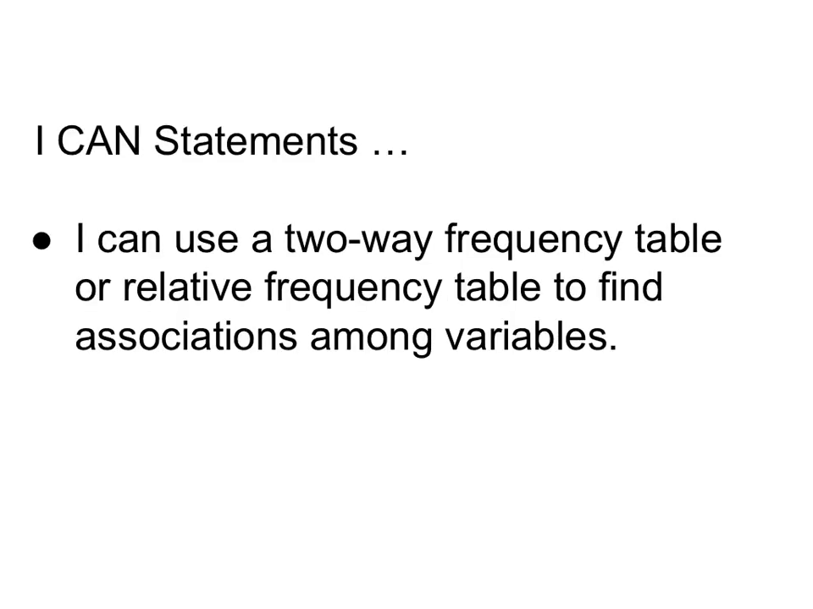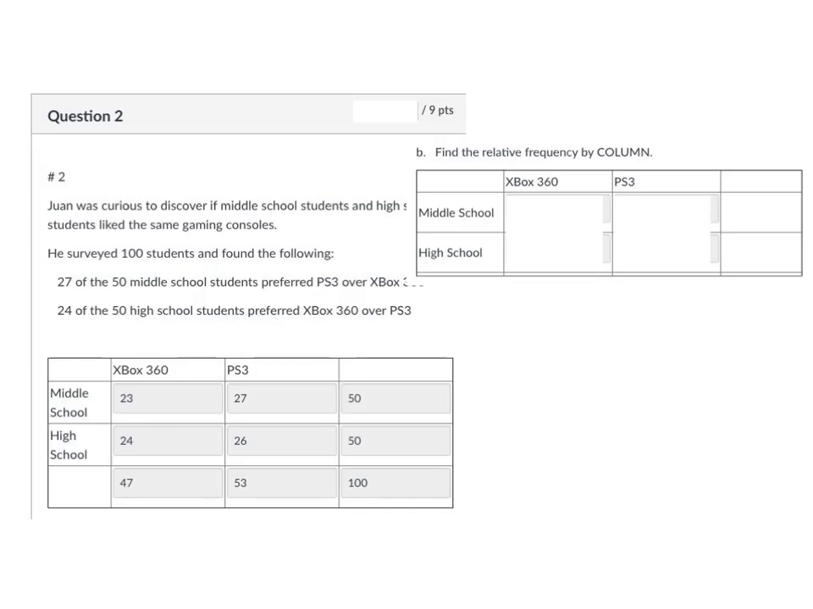So the I can statement that we're going to be talking about today is: I can use a two-way table, frequency table, or relative frequency table to find associations among variables. So we're talking about two-way tables. We're also doing the relative frequency tables. So before we go into our lesson for today, let's talk about last night's homework just a little bit.